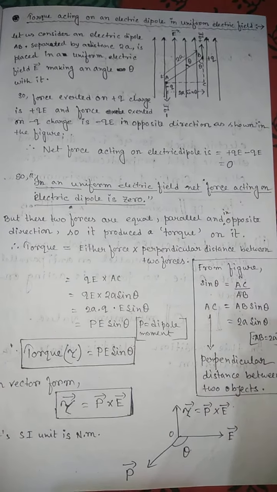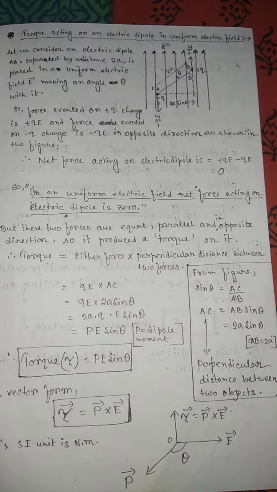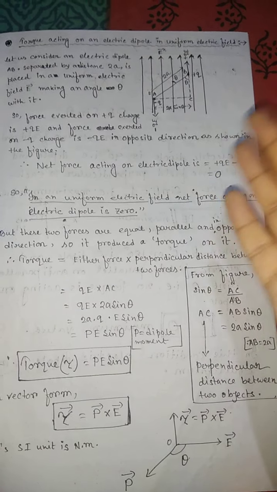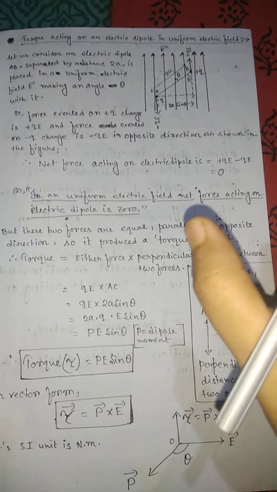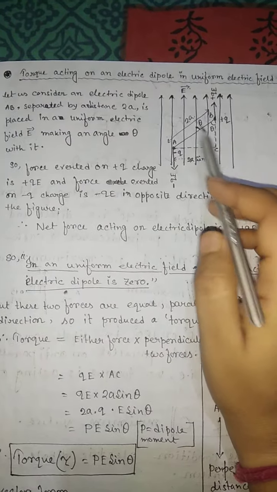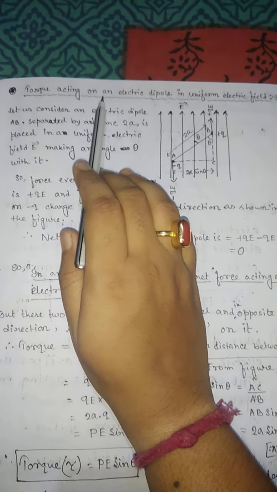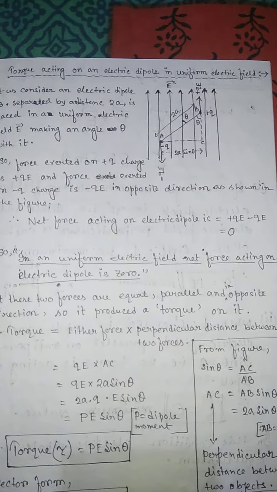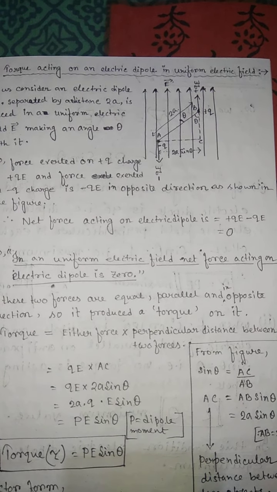Torque means force. When a force is applied on the two charges of which the electric dipole consists, that is called torque. Okay, so let's start. This is the diagram for this. This arrow sign is a uniform electric field. So torque acting on an electric dipole in a uniform electric field. The electric field must be uniform. Uniform means parallel to each other.